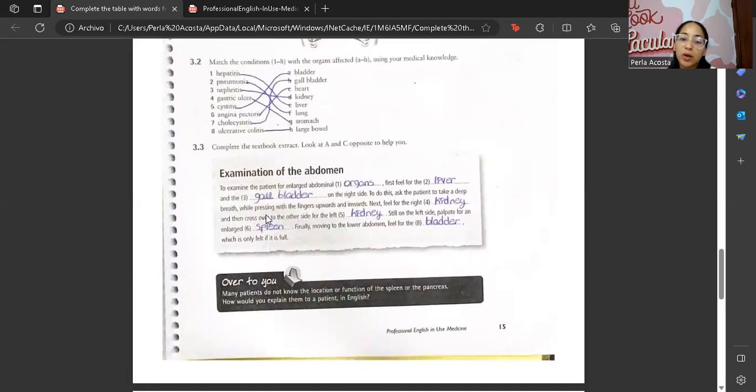Many patients do not know the location or function of the spleen or the pancreas. How would you explain them to a patient in English? Okay, so the pancreas is located inside your abdomen, just behind your stomach. Its functions: the pancreas contains exocrine glands that help with digestion, and endocrine glands that control blood sugar. And the spleen controls the level of white blood cells, red blood cells, and platelets. That's it.